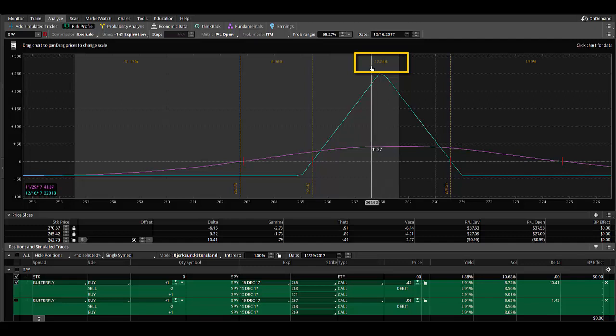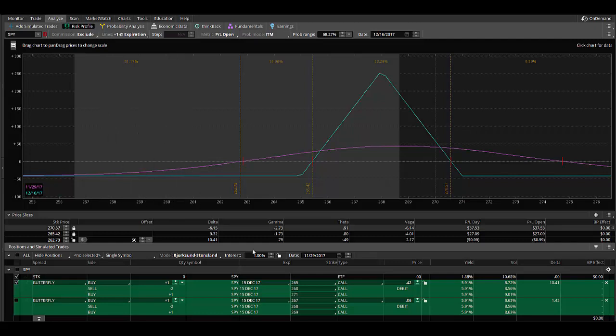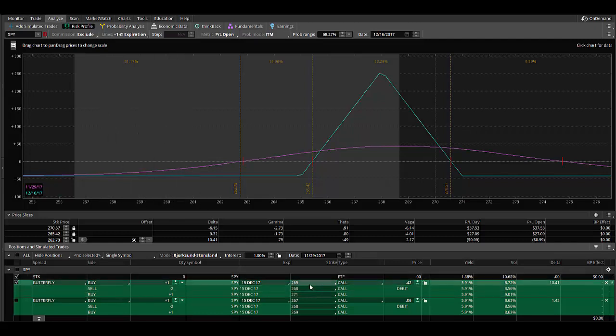And notice that the probability is lower than we had when we were using the at-the-money options or the at-the-money butterfly. One other thing to note here is look at the cost of this butterfly. By buying the butterfly out of the money, we're only paying $42 for each butterfly spread. Now the drawback to that is we do need price to move.